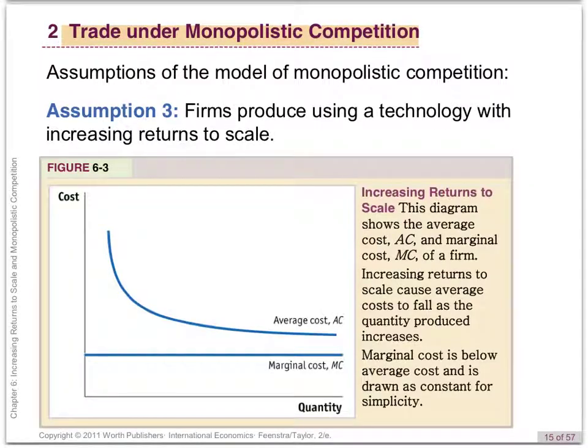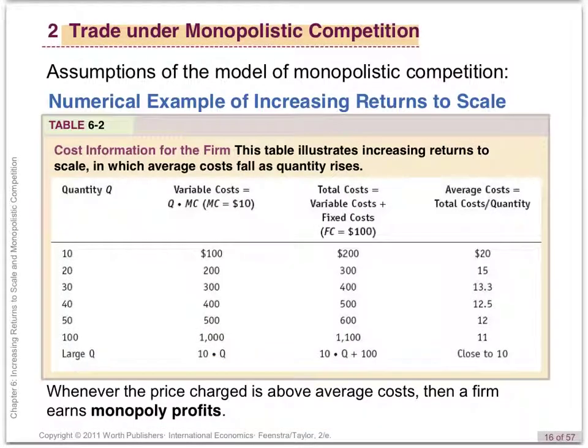And so average cost goes down. This is the important part. So if firms produce using a technology with increasing returns to scale, then average cost will decline.